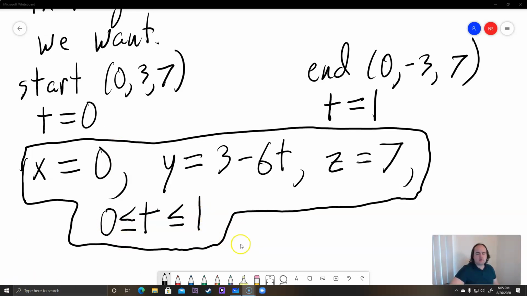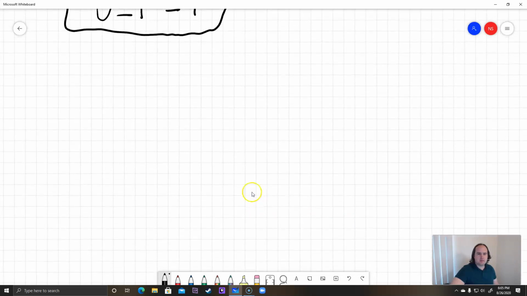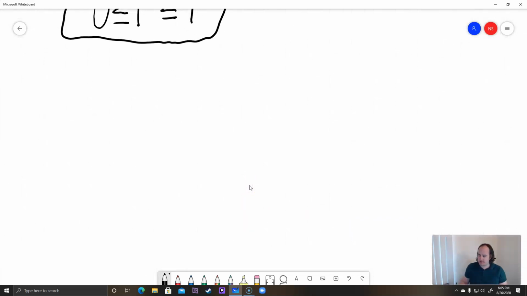Now for your homework, there's one more thing they want you to do here, which is at the very end, they want you to sketch the line segment that we just parameterized. And they actually want you to draw an arrow in the direction of the parameterization. Remember, you start at t equals 0 and you end at t equals 1. So let me do that.